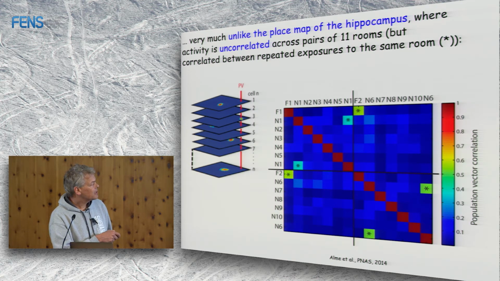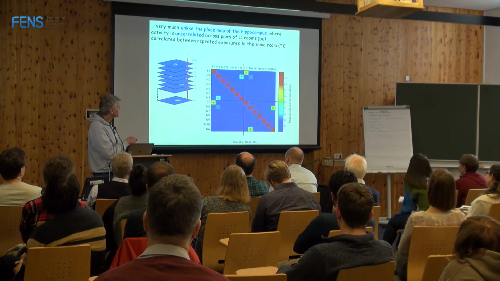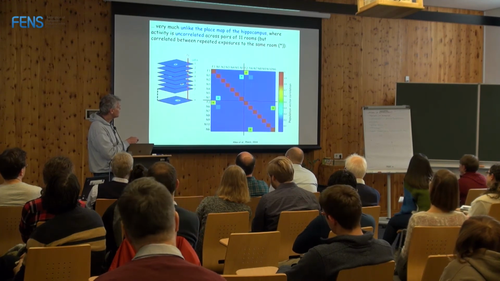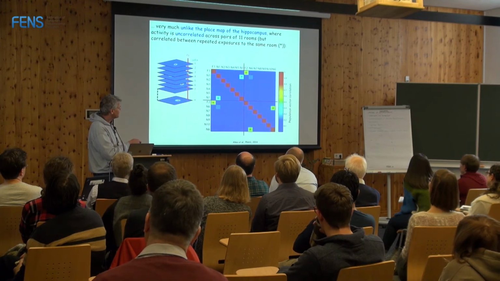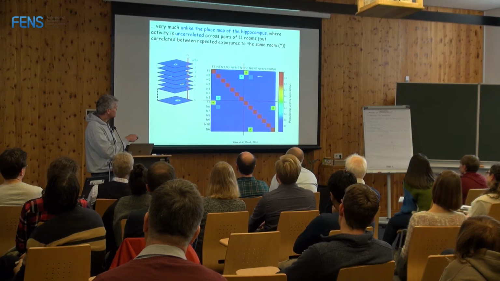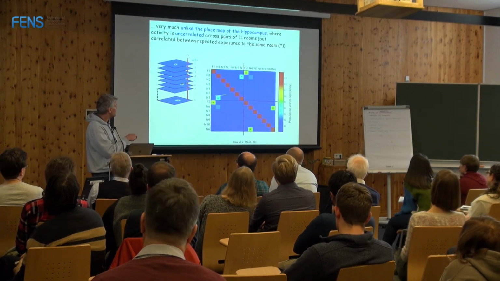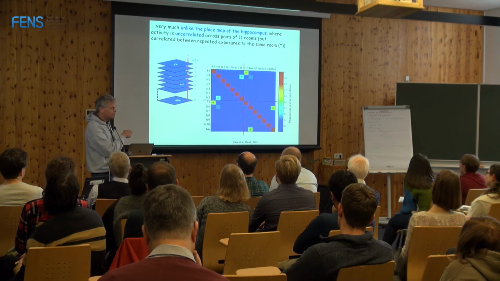So the symbols here mean familiar room 1. There was one familiar room, and then novel room 1, 2, 3, 4, 5, and then again 1 a second time, and then familiar room 2, and then novel 6, 7, 8, 9, 10, and N6. And same here, and then a color for each combination. There's a color code, and the color refers to the correlation between the stack of maps in the two rooms.